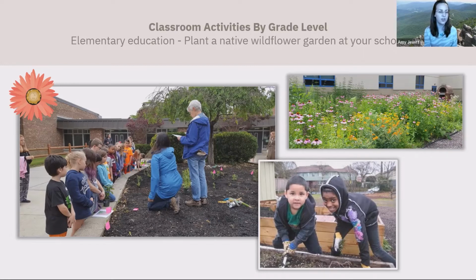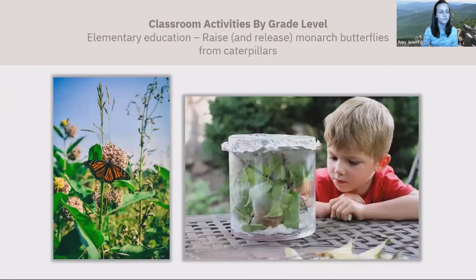So for elementary education, you might consider planting a native wildflower garden at your school. And maybe some of you have done that already, which is fantastic. And if some of you maybe have considered it, now might be a great time to pursue that. It's a really great opportunity to teach your students about the importance of native plants, looking for those pollinators and important insects that are attracted to our native plants. And it really just gives them that experiential learning of getting their hands in the ground and watching something grow. That's a really, really awesome experience, I think, for most children to get to do.